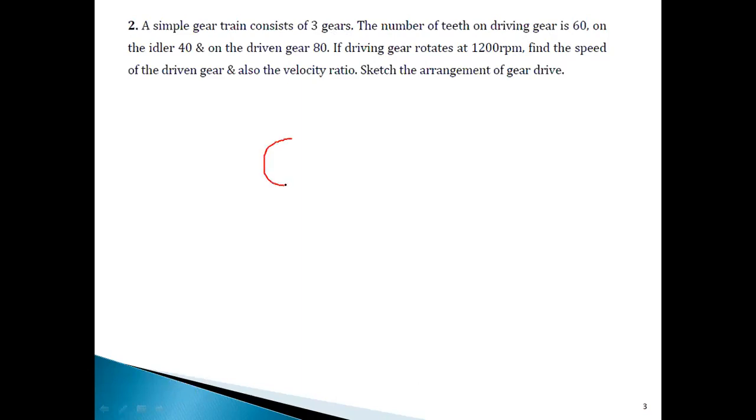So if you observe here, I am showing you a picture. This is our driver gear. He has said it has around 60 teeth. Then here comes one idler gear with 40 teeth, and another one, the driven gear, with 80 teeth. This is the assembly, a small sketch.